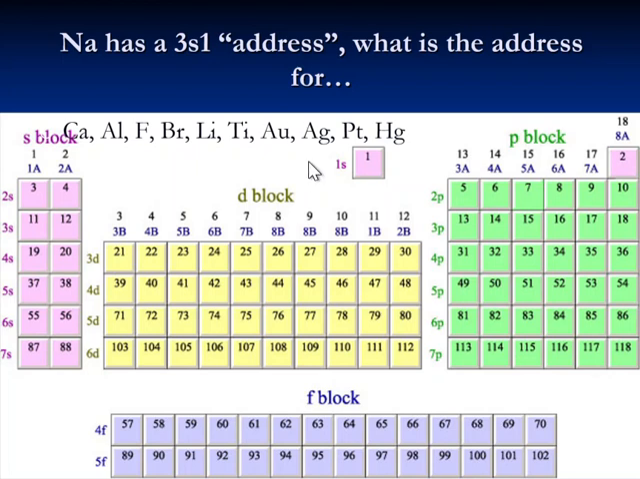So let's just grab one of these, gold here, right? Gold is number 79, and it exists in this d block. That's this big block here. And what we would say its address would be is 5d, 1, 2, 3, 4, 5, 6, 7, 8, 9, 5d9. That would be the highest energy level that an electron would have in a ground state gold atom.